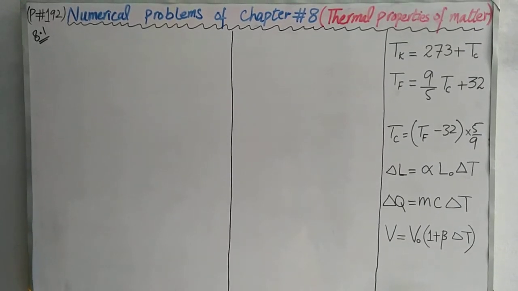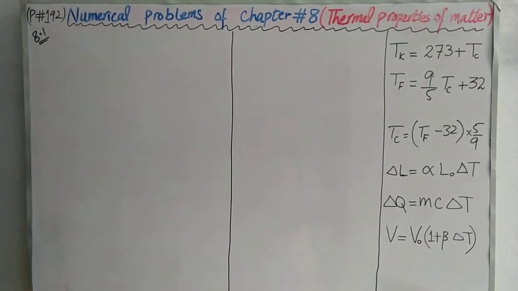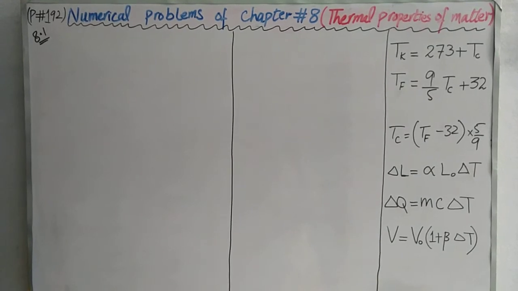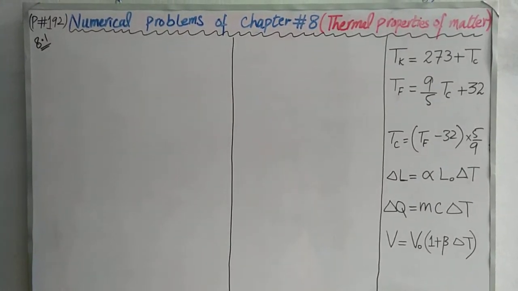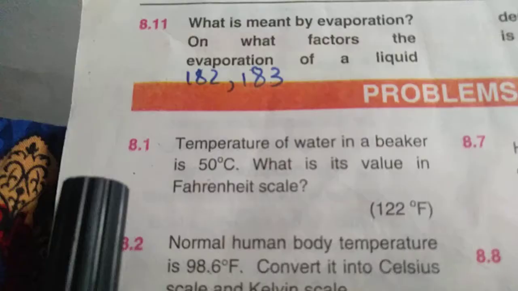Today we will discuss the numerical problems of chapter number 8, Thermal Properties of Matter, that is on your textbook page number 192. So let's start our numerical.